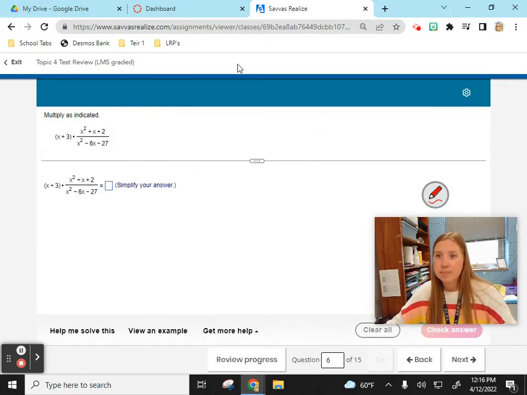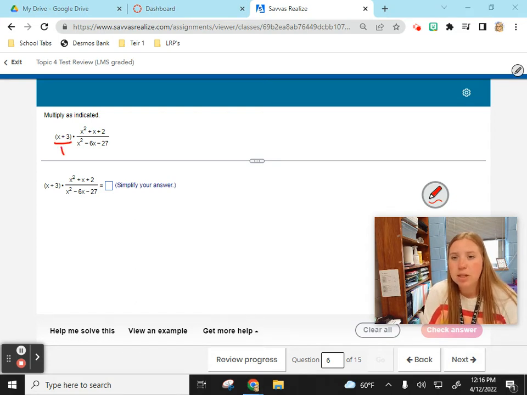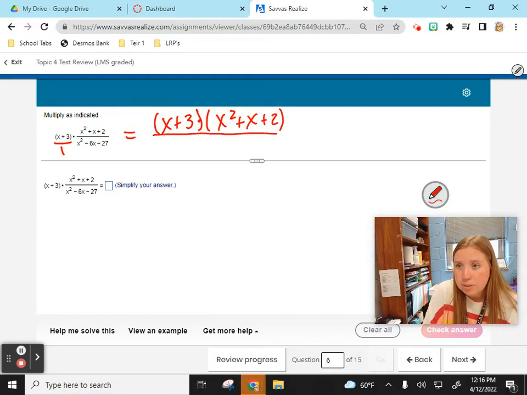My next problem is asking me to multiply. So I notice that I've got a fraction over here and I'm multiplying it by x plus 3. You can write that over 1 if you wanted to as well. Multiplying would mean we want to make this one big fraction. And when you multiply fractions, they do not need to have a common denominator. So this really is going to turn into something that looks like this.